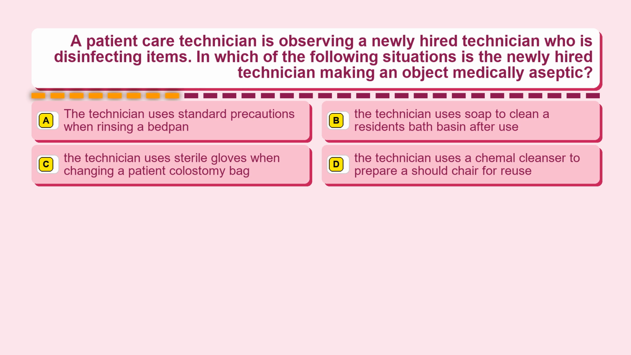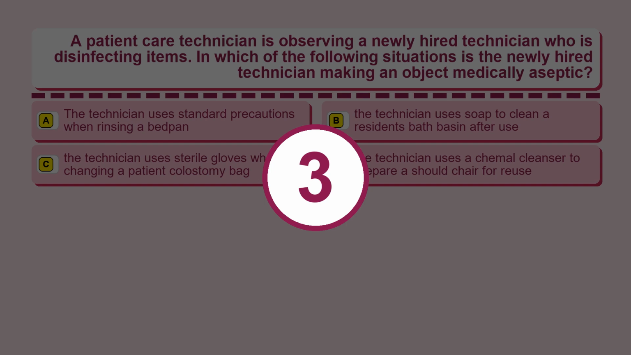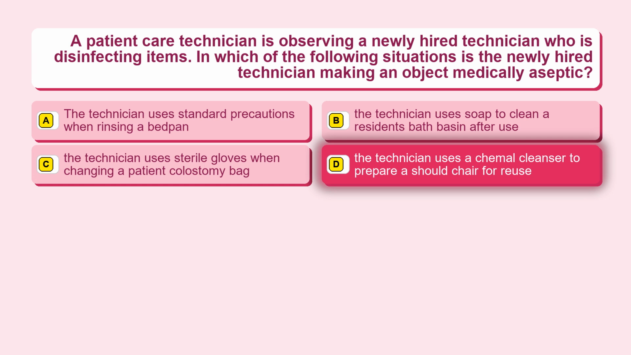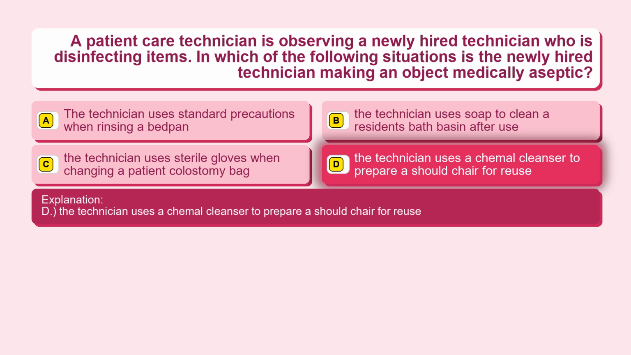Option C, the technician uses sterile gloves when changing a patient's colostomy bag. Option D, the technician uses a chemical cleanser to prepare a shower chair for reuse. The correct answer is option D, the technician uses a chemical cleanser to prepare a shower chair for reuse.